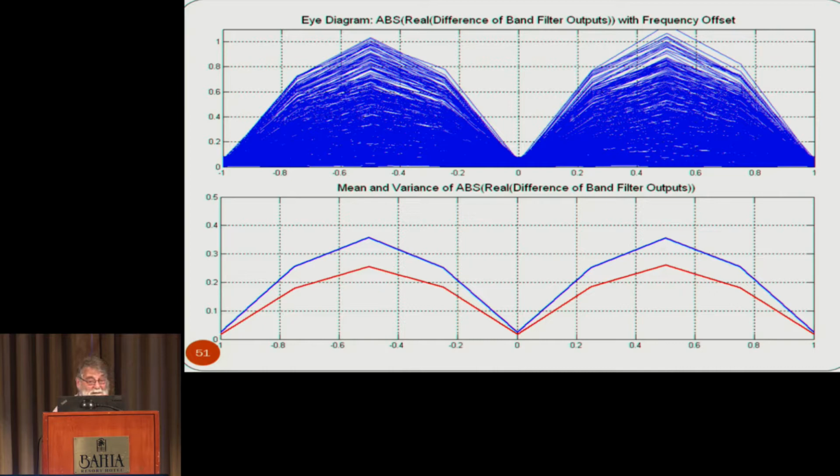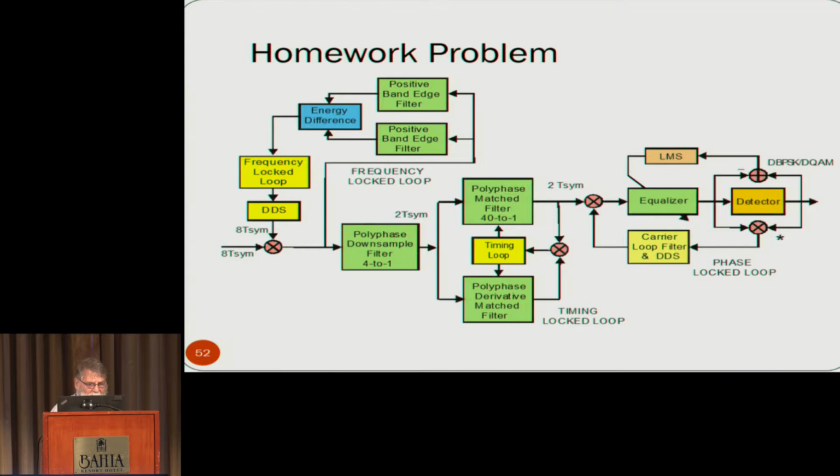Okay, so this is what a standard problem would look like for a modem design. But this has, of course, a frequency lock loop, uses a band edge filter, has a timing recovery loop, it has a polyphase filter bank. Finally, it has an equalizer and a phase lock loop. But we want to do this with only the band edges.